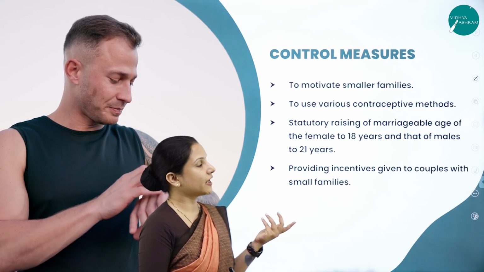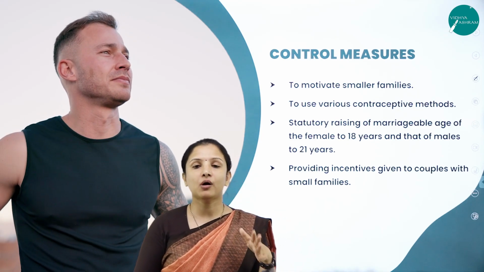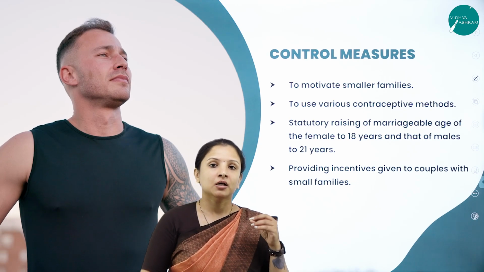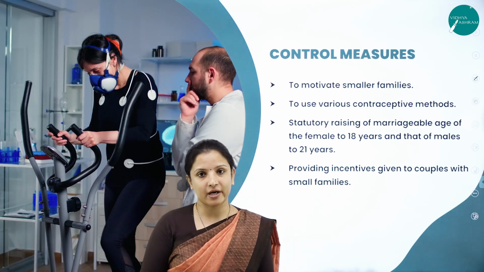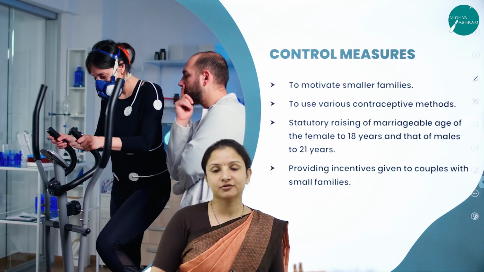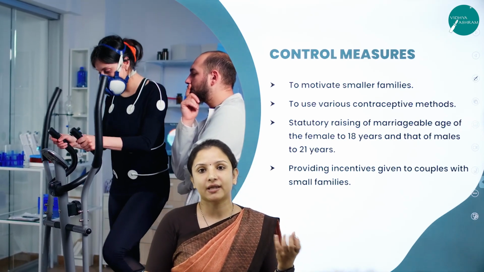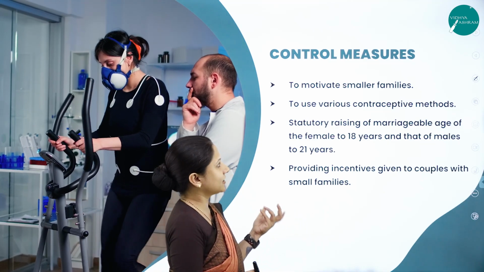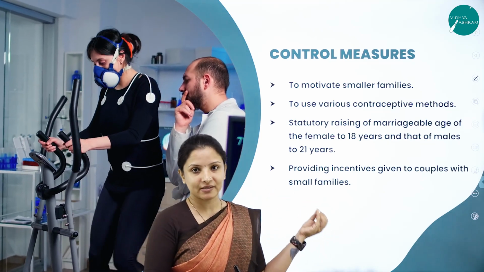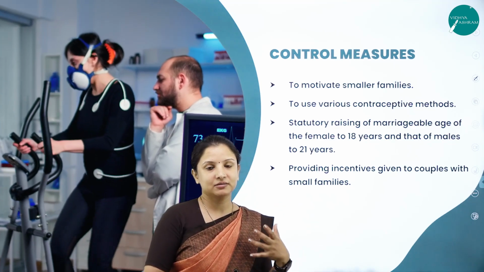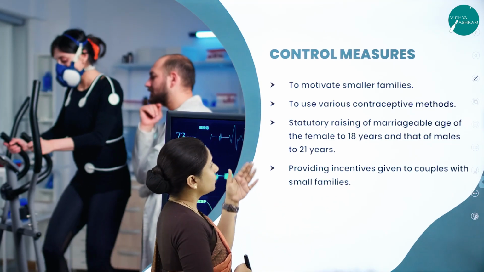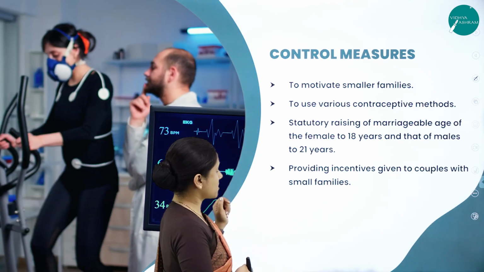Next is to use various contraceptive methods. Now, how can we prevent accidentally having a third child, which is not required, which can be a burden to the parents whose income level is not that good? So when such cases are there, there are various contraceptive methods that can be followed. That is the natural methods, the barrier methods, all that can be followed. So what are those? We'll study in the coming sessions.